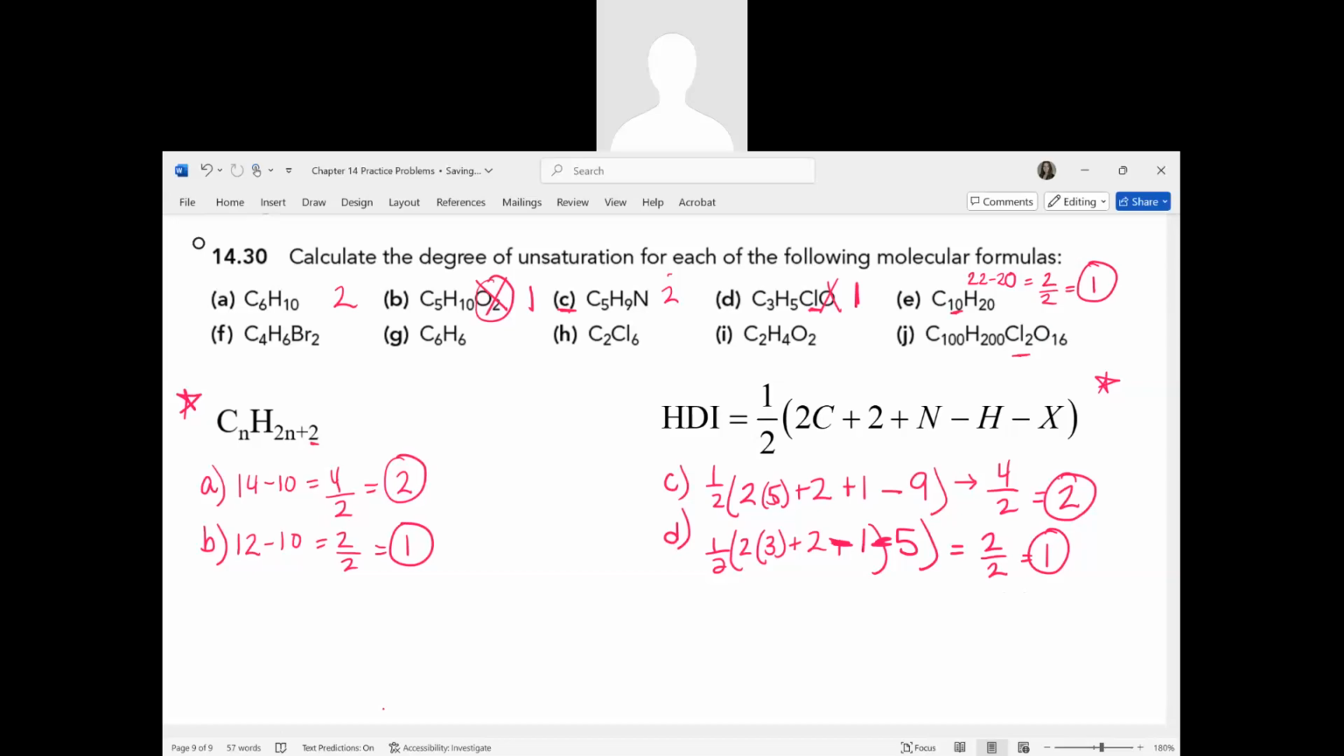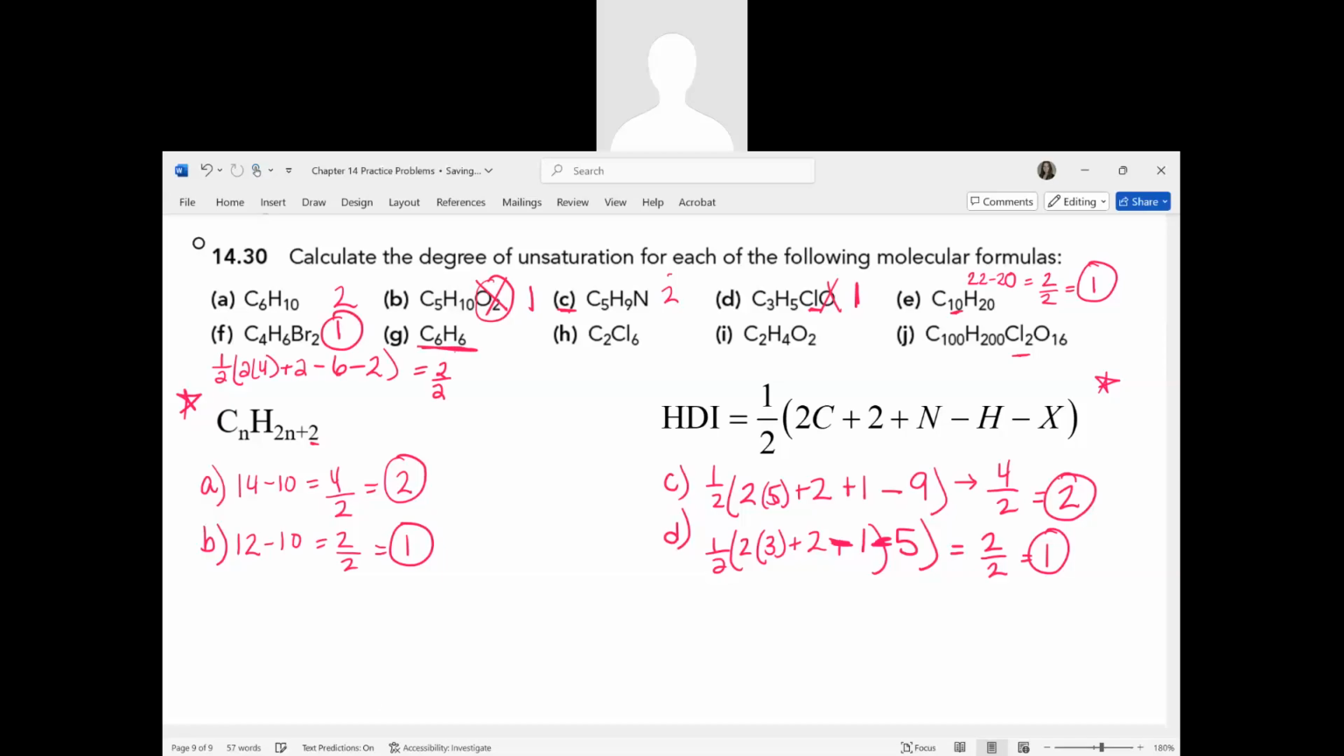All right, let's look at these last 5. We'll move a little quicker. Now we have a halogen, so let's plug in 1/2 times 2 times 4, and then plus 2. I'm going to subtract my hydrogens and then subtract 2 halogens. So I have 8 plus 2 is 10, minus 6 gives 4, minus 2, so I'm left with 2 over 2 for compound F. So this has an HDI of 1.